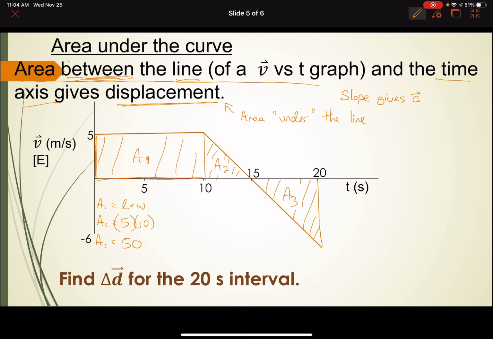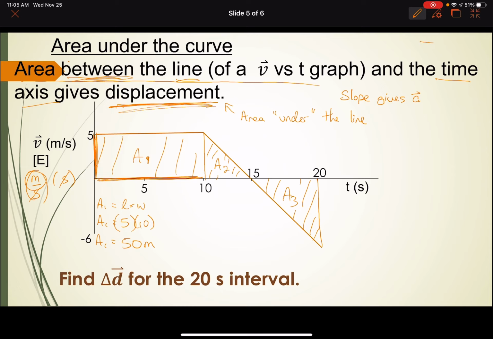Remember this 5 going up this way is actually in meters per second. And the 10 going this way is actually in seconds. When I multiply those two things together, the seconds are going to cancel. I'm left with just meters, and that's good because remember what we're trying to find is displacement, and displacement is measured in meters.